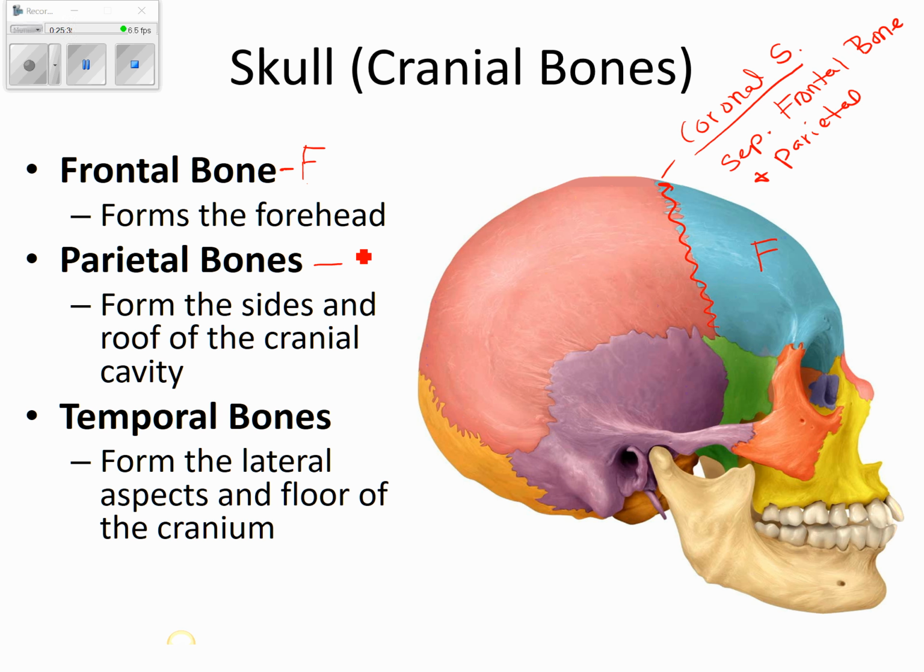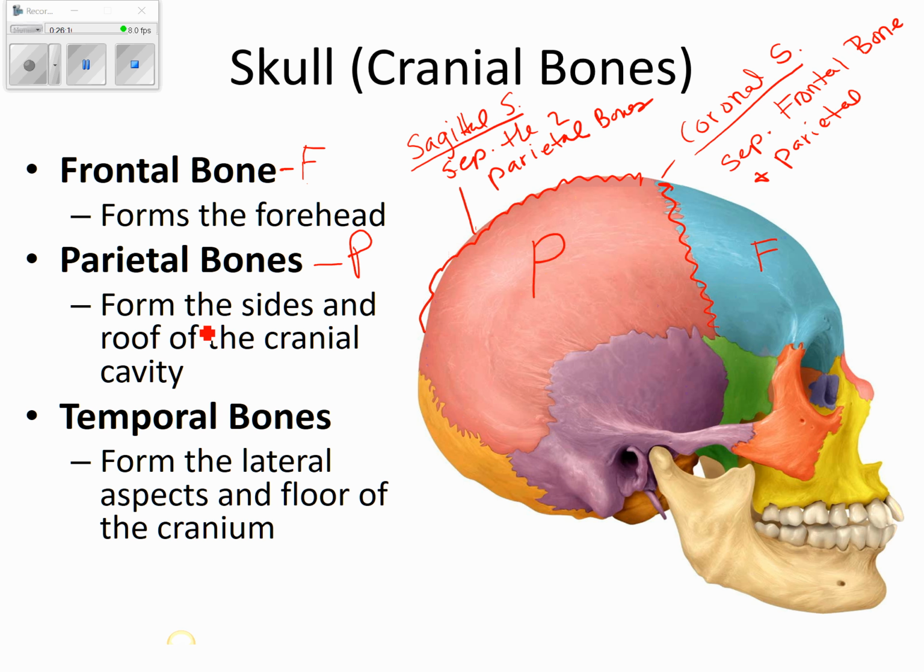Okay. Parietal bone, of course, I'm going to put a P here. So the parietal bone, you have one of two of those. You have one on each side. They're separated by the sagittal suture here. I'm just going to draw them back in here. So your sagittal suture is going to separate, or be a boundary between, the two parietal bones. But the parietal bone forms the sides and the roof of the cranial cavity.